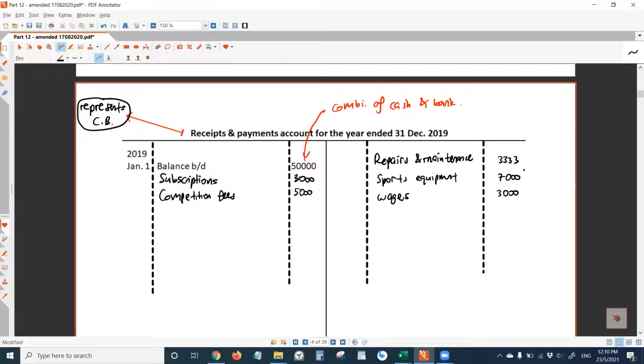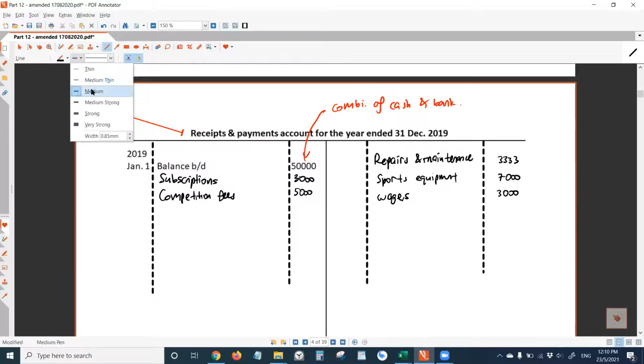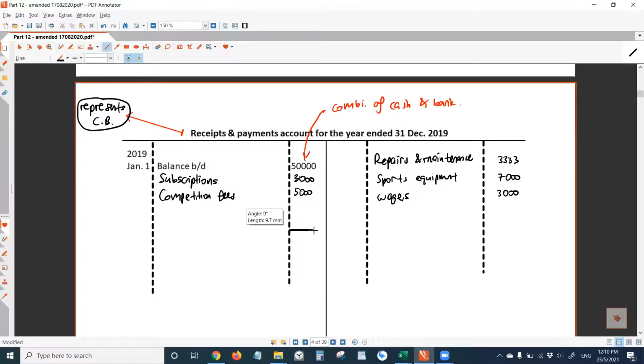So money you have actually received, you go to the debit. Money you have paid, go to the credit. You credit this receipts and payments account. Now, to find out how much money you are left with, we do balancing process, just like how we usually do. Draw the lines for the total row first. The lines must be on the same level.